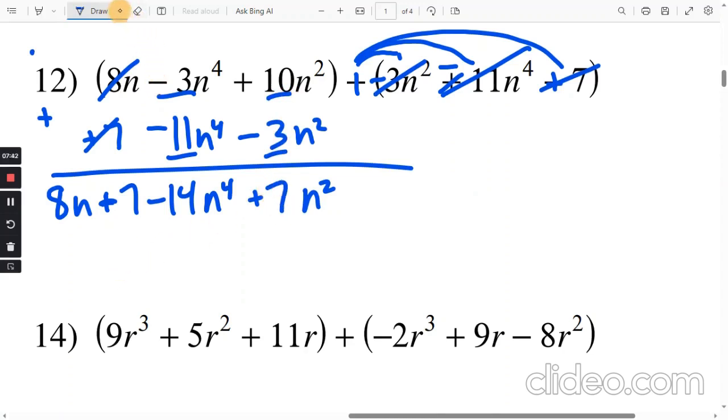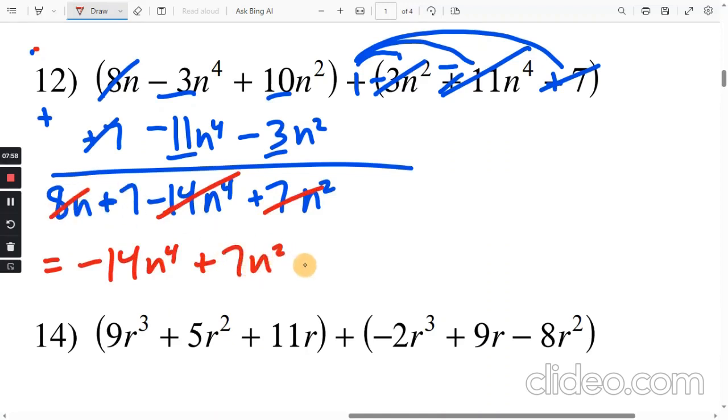Okay, and that's really the answer, but we will write the largest first. N to the fourth is largest, so that's negative 14n to the fourth. Next up is positive 7n squared. Then positive 8n, and finally positive 7.